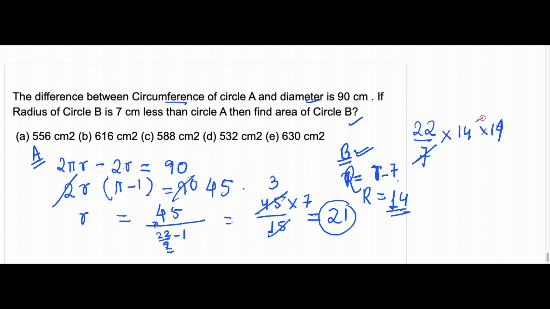Okay, so cancel it. 2 into 14 is 28. 28 into 2 is 56. 56 into 11 is 6. 6 plus 5 is 11. 5 plus 1, 6. So 616. 616 is your answer, option B.